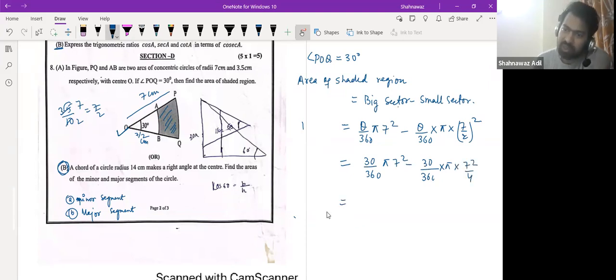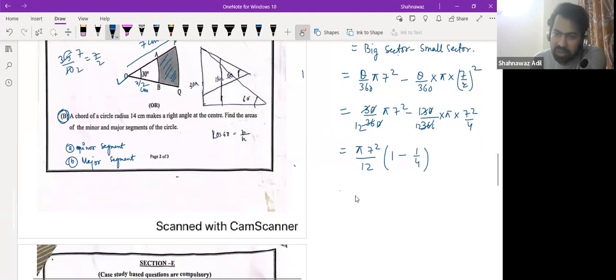Now we will take the common. What is the common? Let's cancel this. This is 12, this is 12. So what is common in these terms? Pi and 7 square, and 1 by 12 also. 12 is also common, right? This is 1 minus 1 by 3. So then this is 7 square by 12, and this is 4 minus 1 by 4.